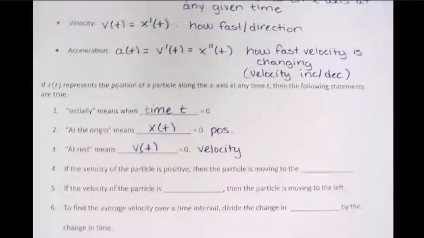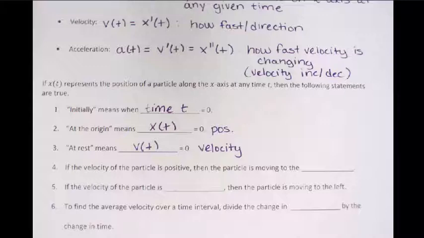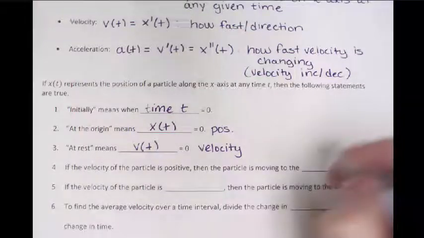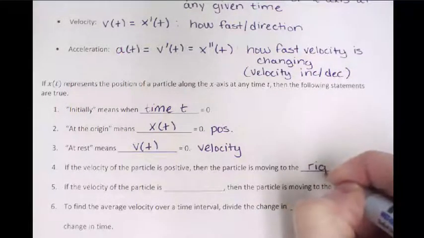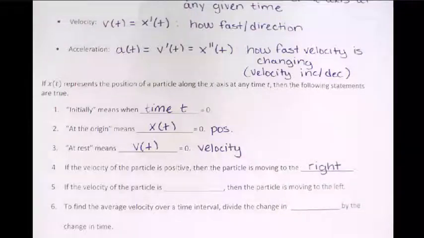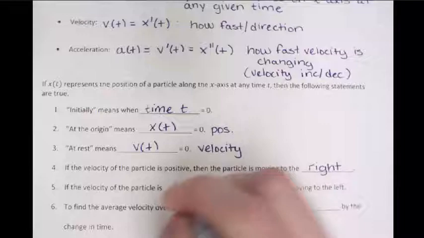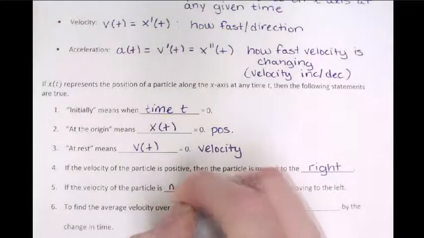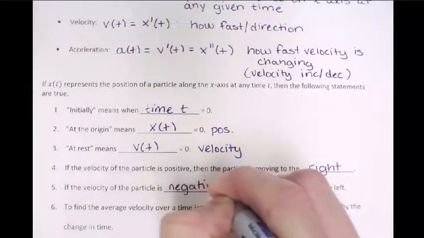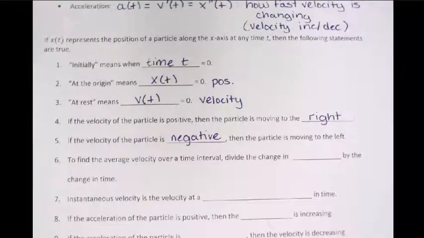If the velocity is positive, then the particle is going to be moving to the right, okay? So positive velocity always gives you right motion. If the velocity of the particle is negative, the particle will be moving to the left, okay? So right is positive velocity, left is negative velocity.